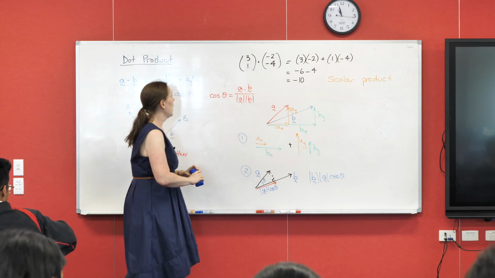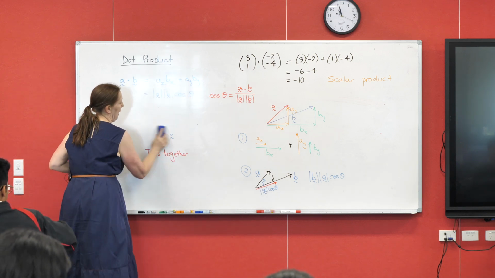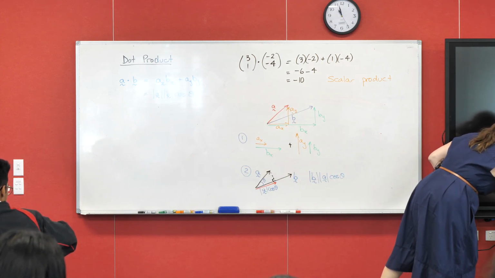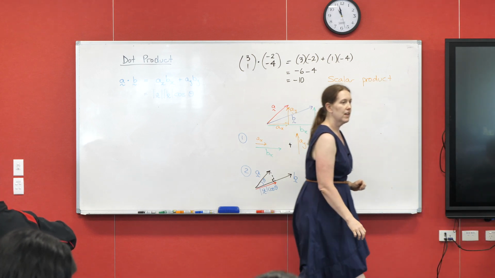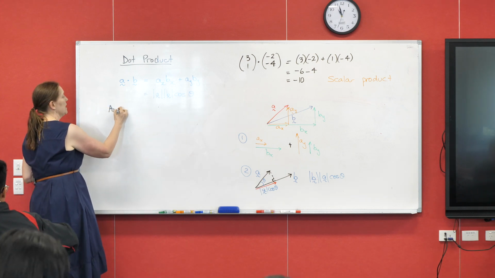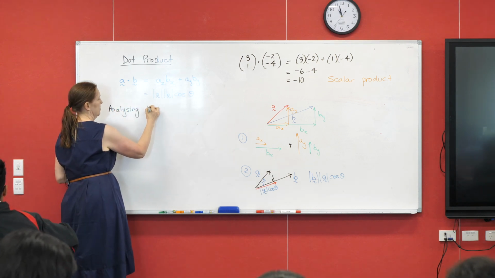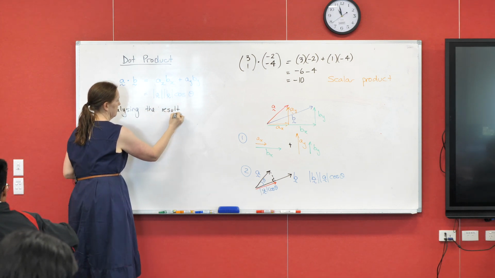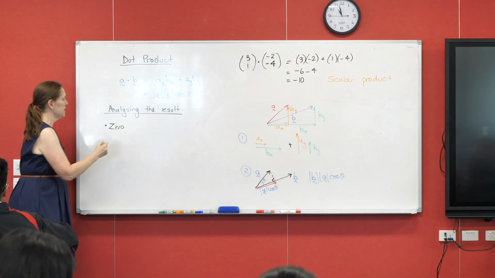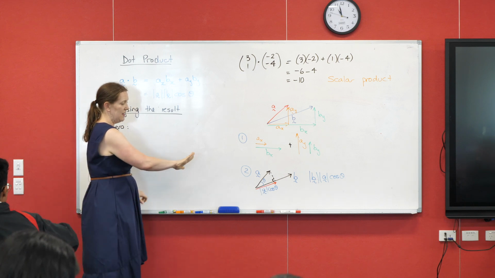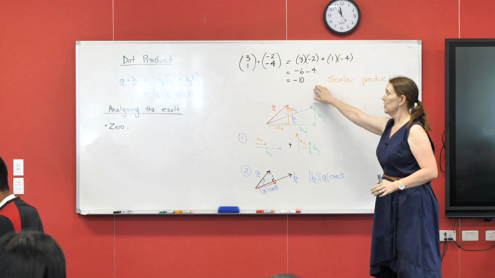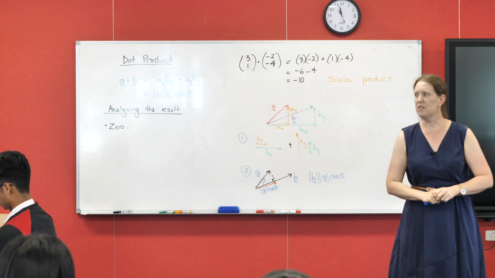So let's pull out a couple of rules about vectors and see if we can work our way through them and see if I'm covering everything. Okay. I want to analyze the result. So we're going to call it analyzing the result. What happens if my two vectors do a dot product and there's no impact on each other? My resultant on the dot product is 0. What do you think that tells us?